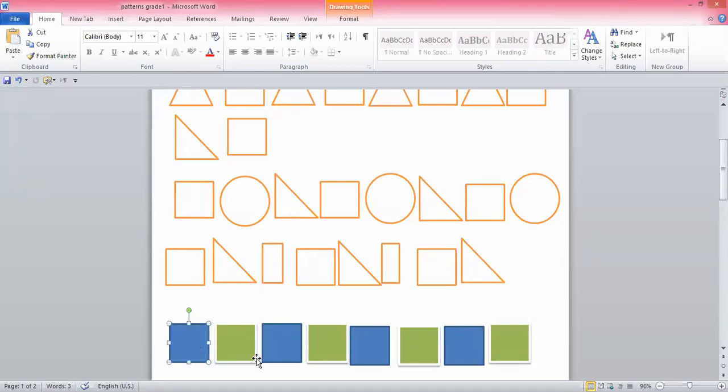These all are squares. There is no triangle, no circle, no rectangle. All are squares, but their colors are different. How many colors are used to make that pattern? Two. Blue, green, blue, green, blue, green, blue, green. So this pattern is made up of two colors, blue and green.